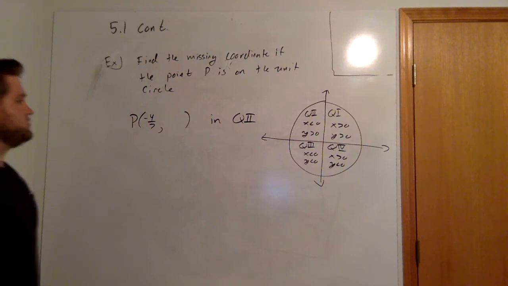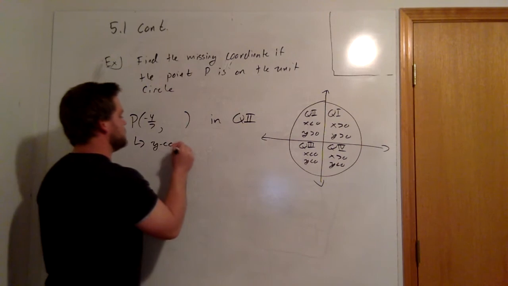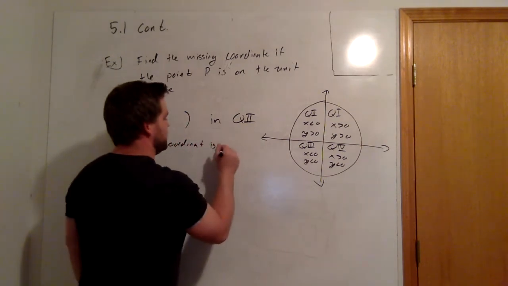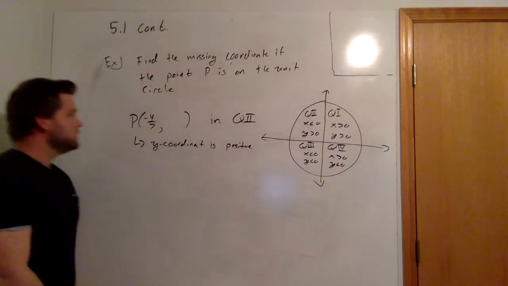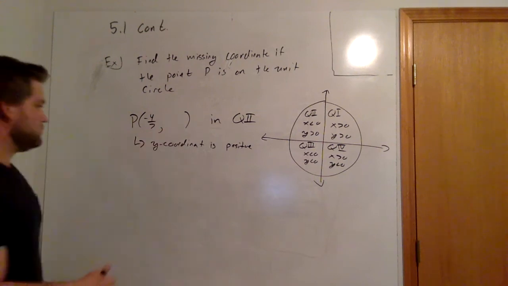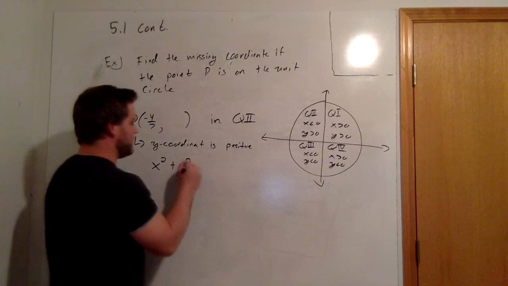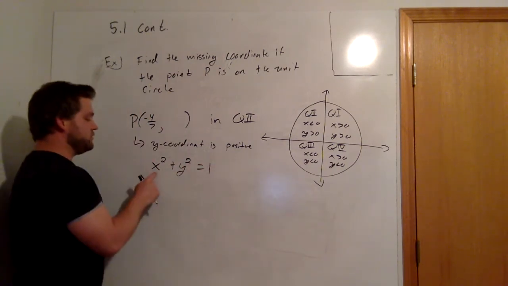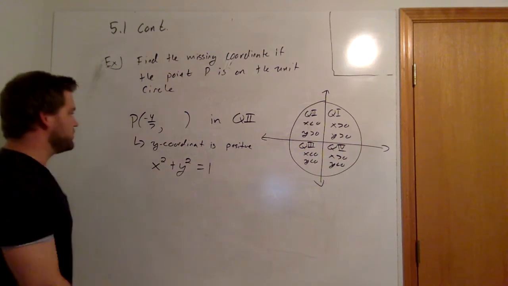So if we're in quadrant 2, what this means is that the y-coordinate is positive. Okay. So to figure out what the y-coordinate is, what we have is the unit circle. To be on the unit circle, what does that mean? That means the x-coordinate squared plus the y-coordinate squared is equal to 1. So we can go ahead and substitute the x value into x squared plus y squared is equal to 1 and solve for the y-coordinate.